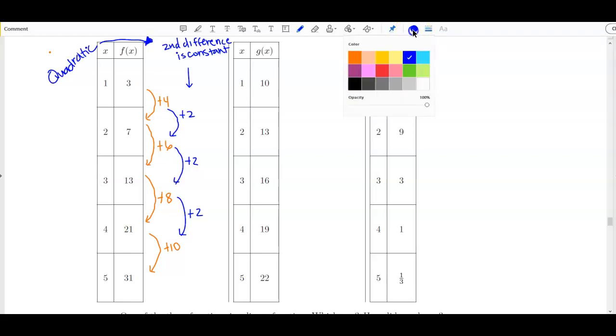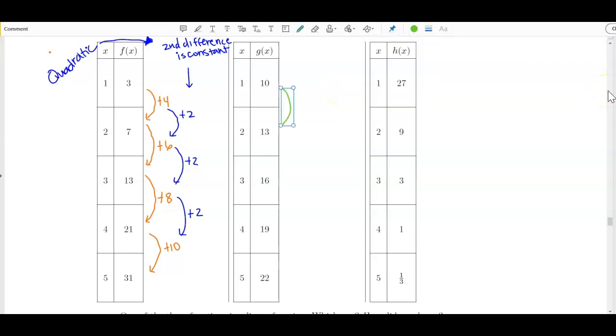Okay, let's look at these other graphs here. So what about here? If I go from 10 to 13, if I add 3, that will get me there. Add 3, it gets me to my next number. Add 3, and add 3. All right, so this one, my first common difference, is the same.